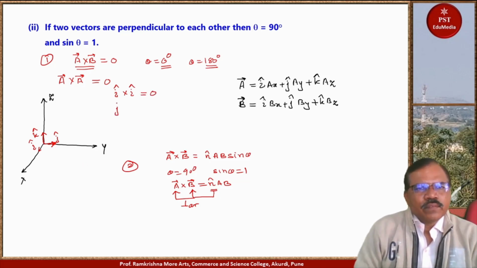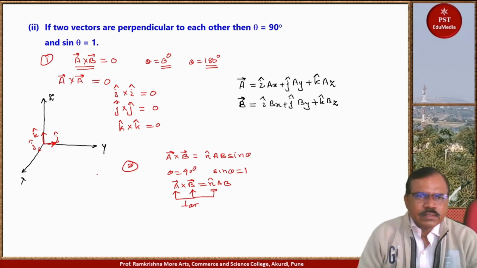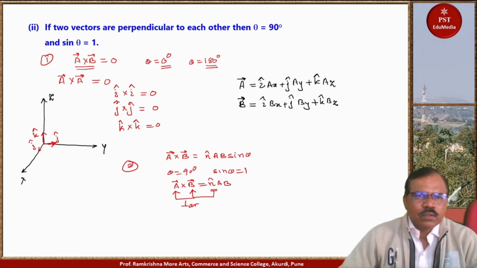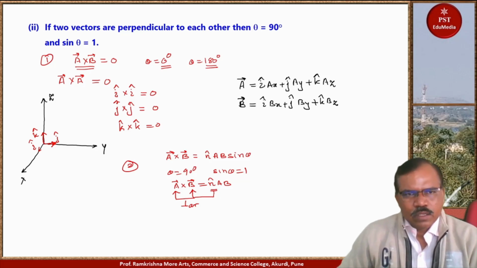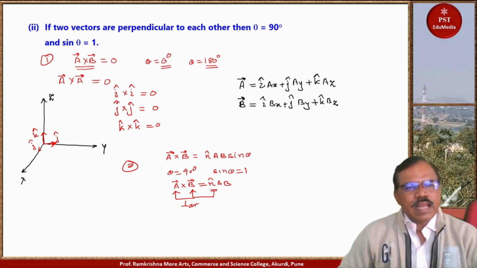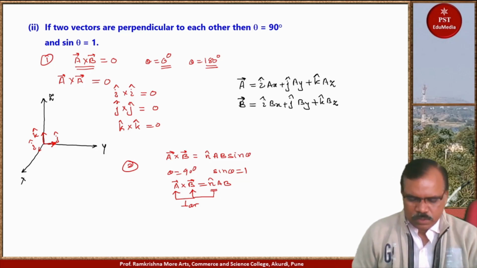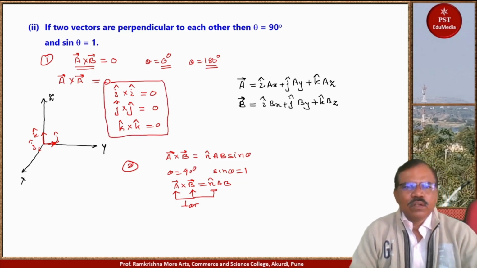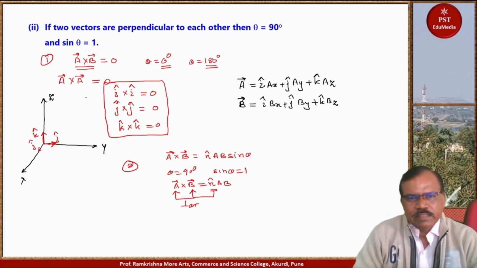J cross J, we will get 0 here, and K cross K, we will get 0 here. We will get 0 because they are parallel. I is parallel to I, J is parallel to J, and K is parallel to K, while I, J, K are mutually perpendicular to each other. So unit vectors in a three-dimensional rectangular coordinate system will satisfy these equations.